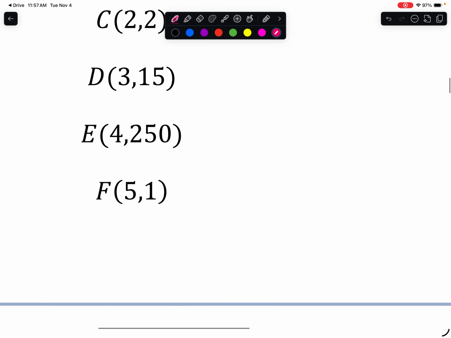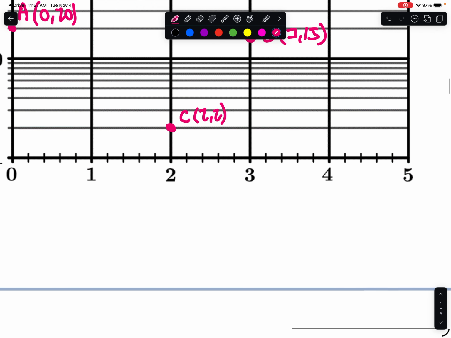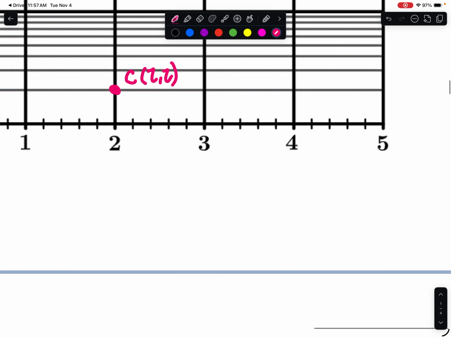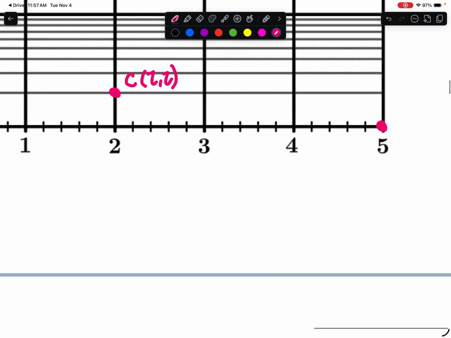And last but not least, now we have point F, which is going to be 5 comma 1. So I'm going to go to 5 horizontally, and then we start at 1. So that's going to be right at the lowest point we can go. So this is going to be point F, which is 5 comma 1.